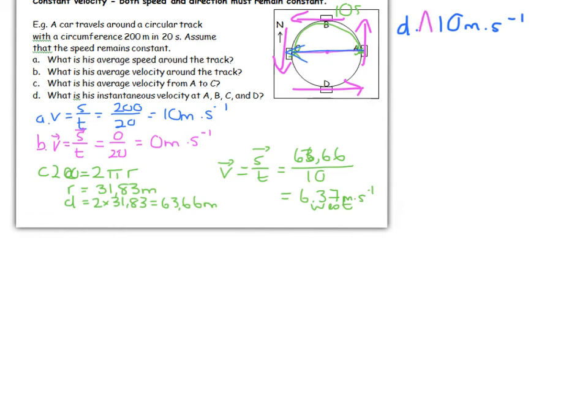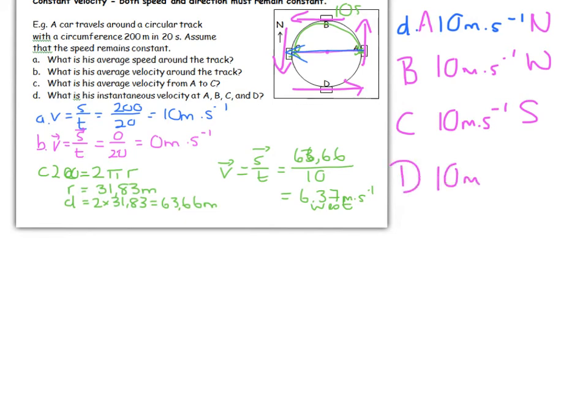So for A, it's 10 meters per second north. For B, it's 10 meters per second west. For C, it's 10 meters per second south. And at D, it's 10 meters per second east.